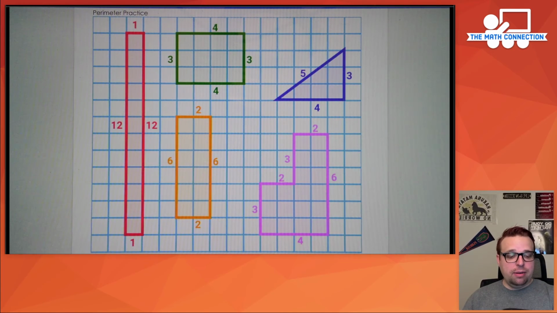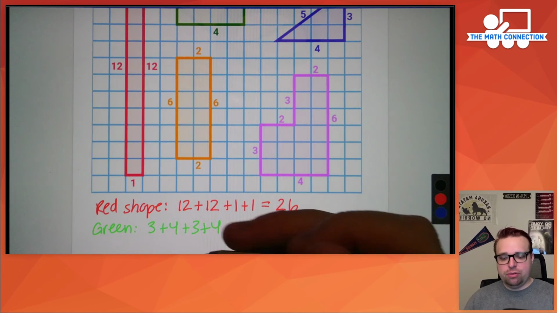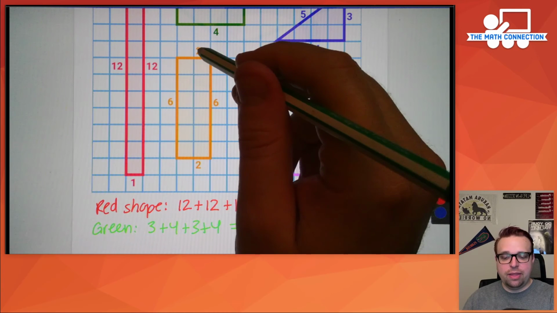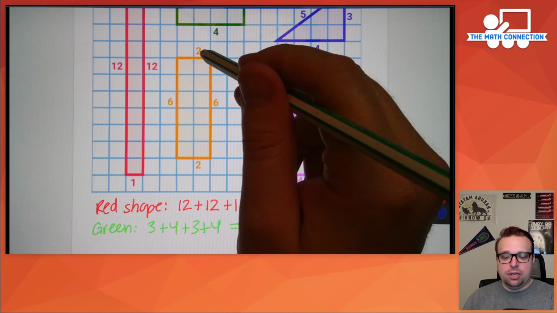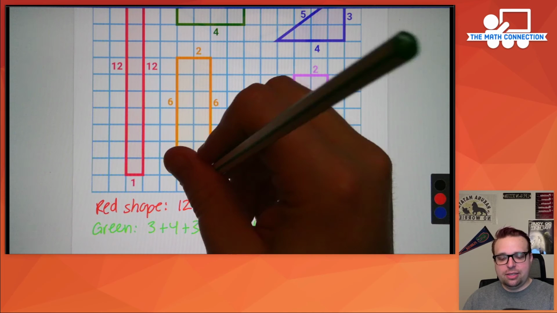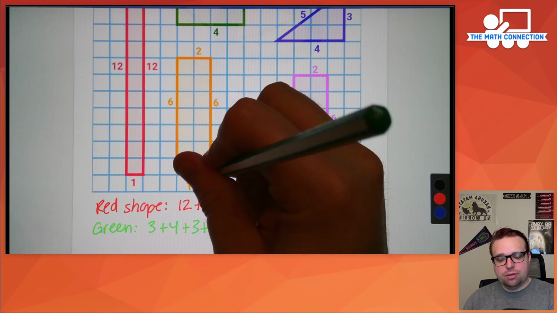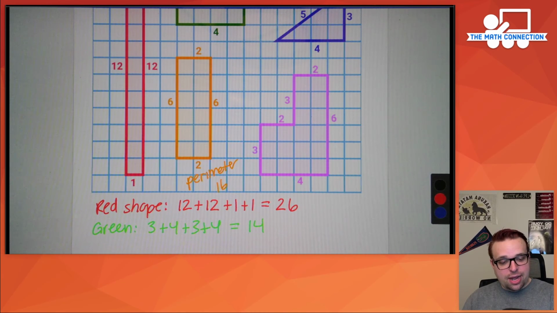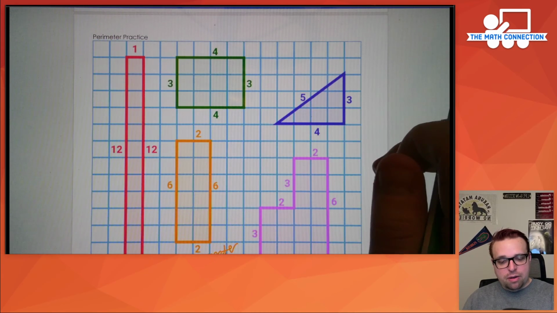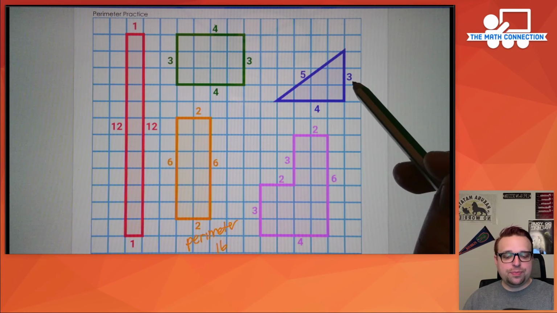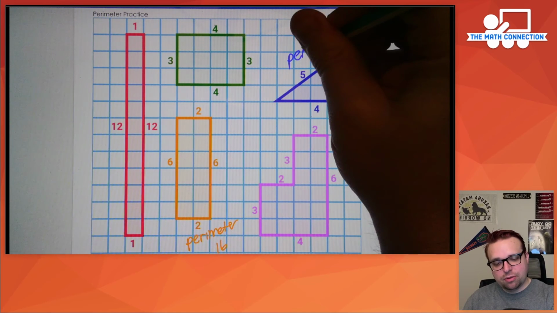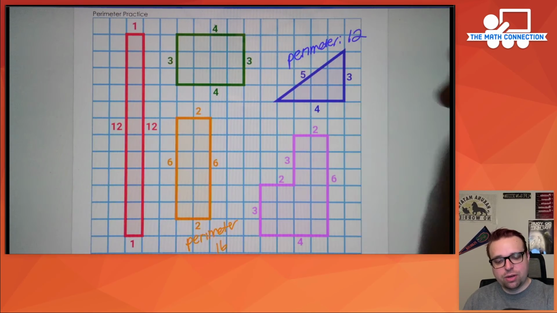Okay, so let's go ahead and do this. The orange shape or the yellow shape, whatever color it is, is going to be 6 and 6 is 12, and then 2 would be 14, and 2 again would be 16, so the perimeter would be 16. And then I have a purple color, 5 and 4 and 3 will give me 7 plus 5, which is 12, so the perimeter of this shape is 12.